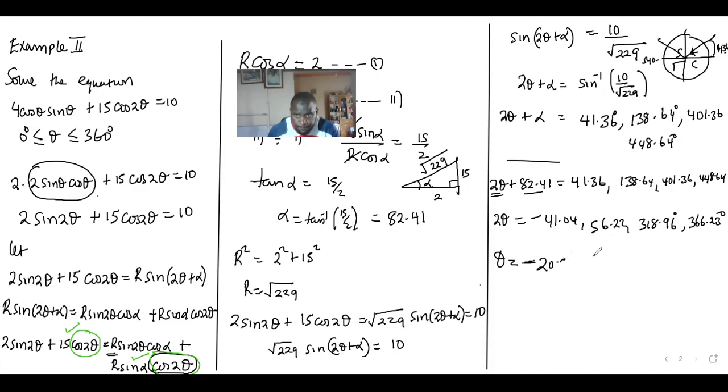The next one, 28.11. The next one, 159.48. Then the next one, 183.115. It means the answers we are still continuing, because we have not yet reached the maximum. The maximum is 360.